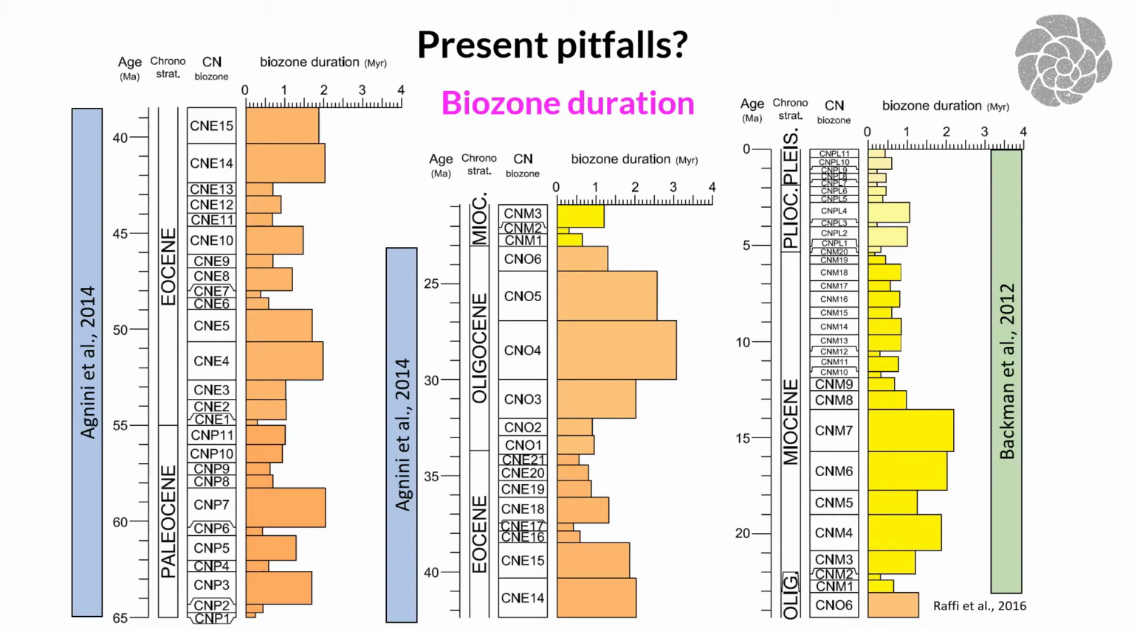because, for instance, in the Oligocene, the duration is extremely high, but also in some intervals of the Eocene and in some intervals of the Miocene. So we can actually improve this point.